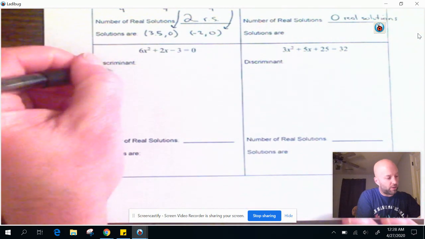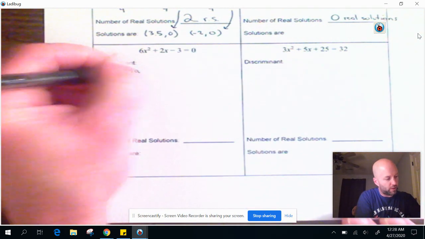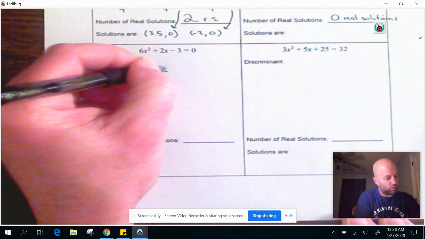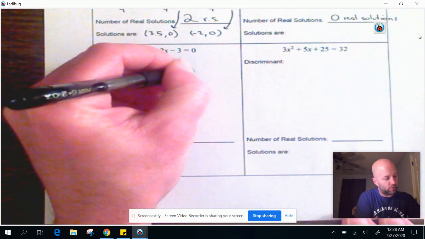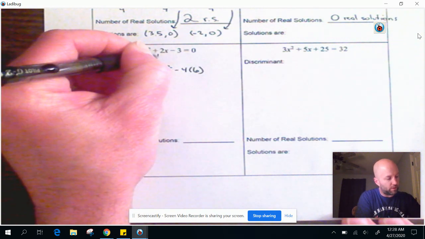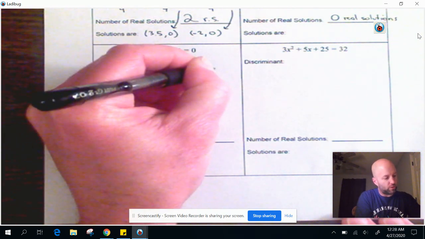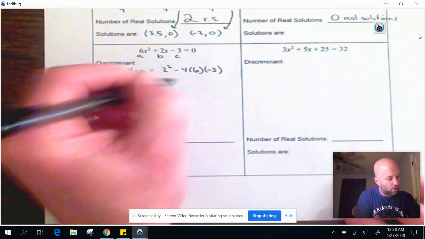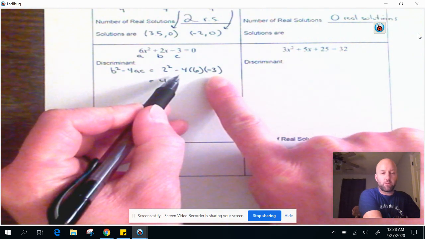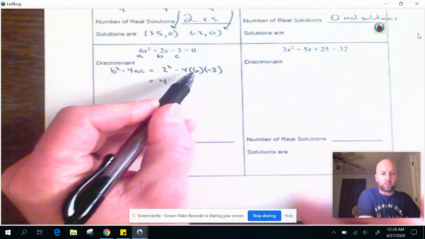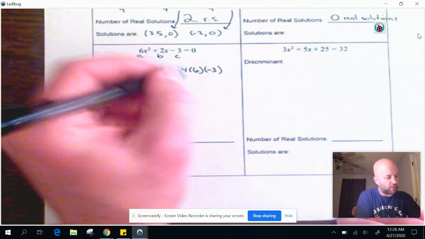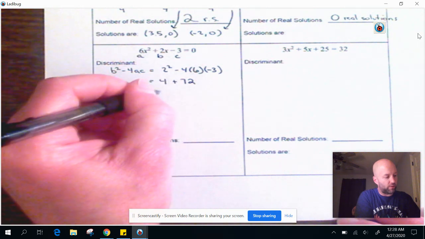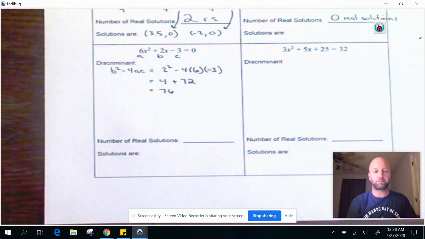All right, same thing. Discriminant is just b squared minus 4ac equals, and I'm just going to plug these things in. So b is 2, so 2 squared minus 4 times a, which is 6. I'll label these a, b, and c, which is negative 3. Okay, so we've got 4, and then 2 negatives will make a positive. So 4 times 6 is 24. 24 times 3 is 72. We knew it was going to be positive, so I'll write it down as that. And then 4 and 72 make 76.